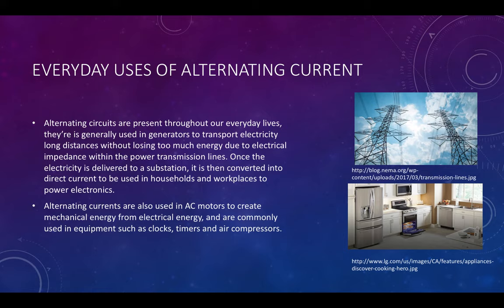Alternating currents are present throughout everyday lives. They are generally used in generators to transport electricity long distances without losing too much energy due to electrical impedance within the power transmission lines. Once the electricity is delivered to a substation, it is then converted into direct current to be used in households and workplaces to power electronics.